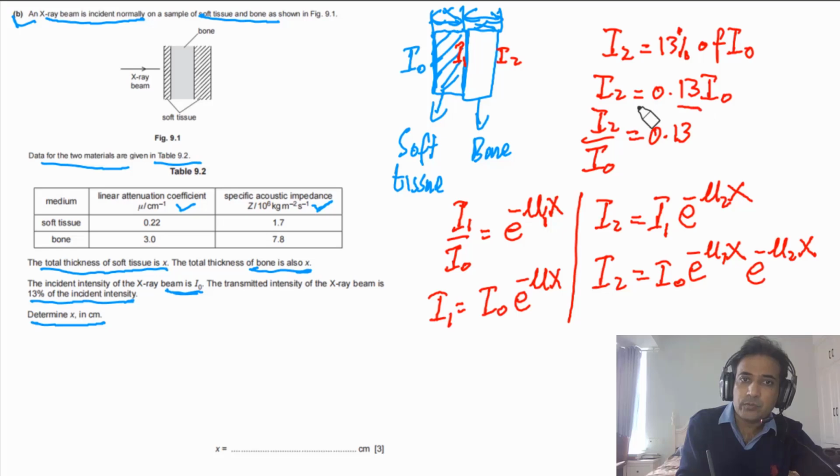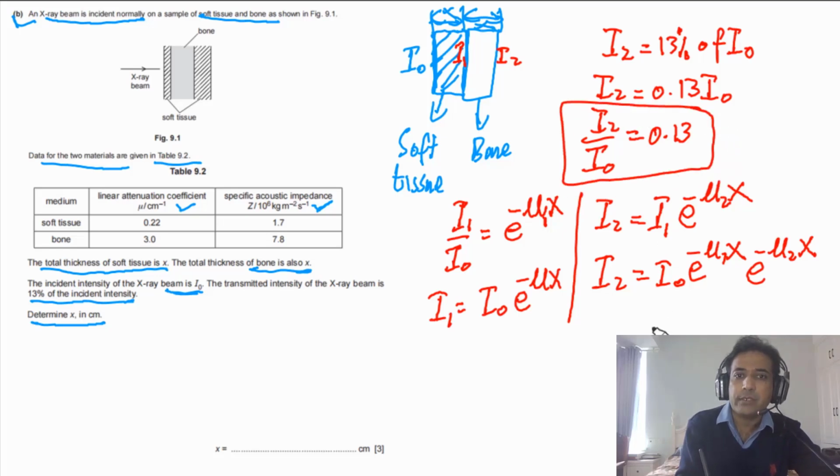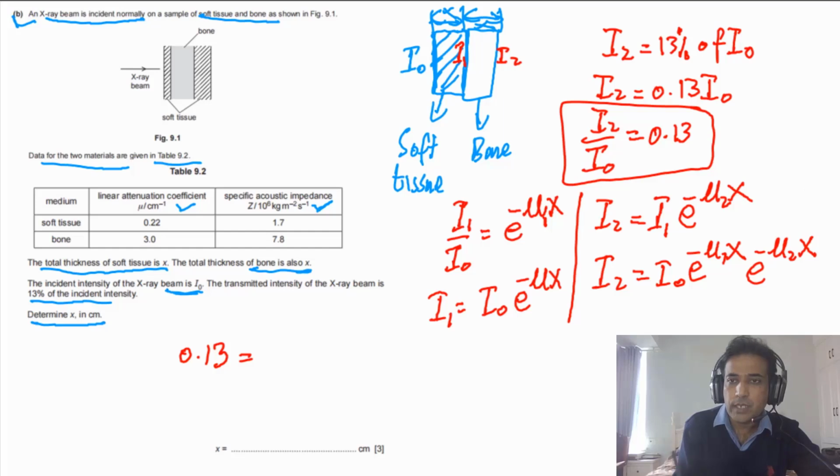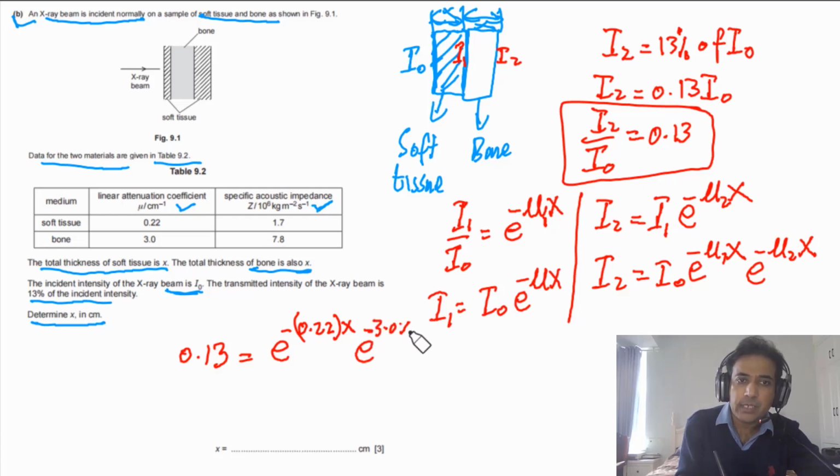I2 by I naught we have here. We have a little bit more space. Actually, this is I2 divided by I naught, and this is equal to 0.13. You can clear this part, so let me clear this. So I2 by I naught is equal to e to the power of negative 0.22 x, and here we have e to the power of negative 3.0 times x.